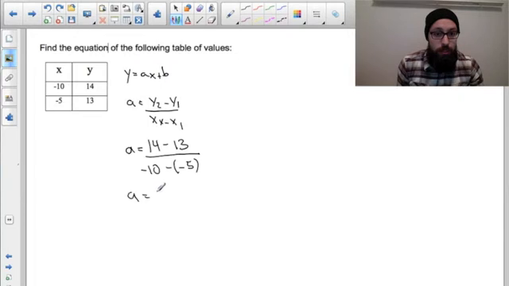So we solve. 14 minus 13 is going to give us 1 over -10, negative is a positive, so we have -5. And we always said that we put the negative with the numerator, so we can just erase that. So we have -1/5 x. So right now we know our rule is y equals -1 over 5 x plus b. Again, same thing, we substitute.